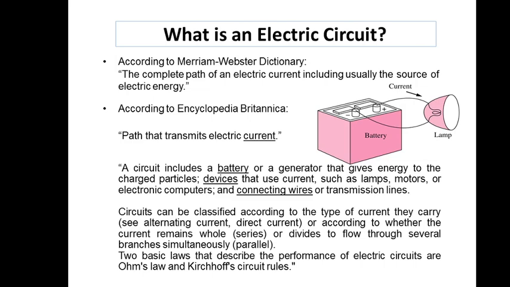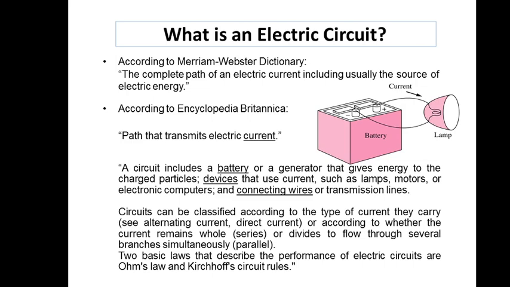Circuits can be classified according to the type of current they carry. We already know the different types of current: AC and DC, alternating current and direct current. Or they can be classified according to whether the connection is series or parallel. Two basic laws describe the performance of electrical circuits: Ohm's law and Kirchhoff's circuit laws, that is KVL and KCL.